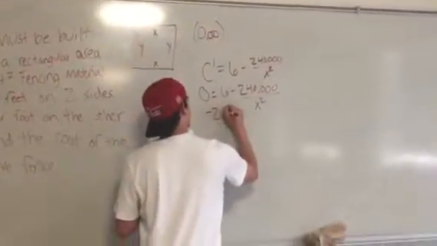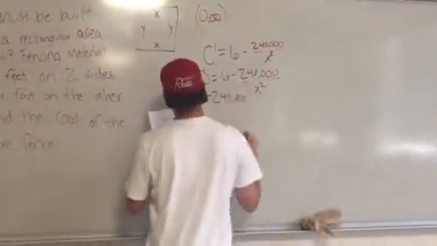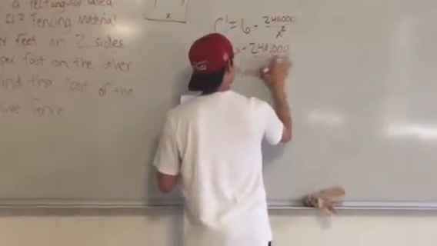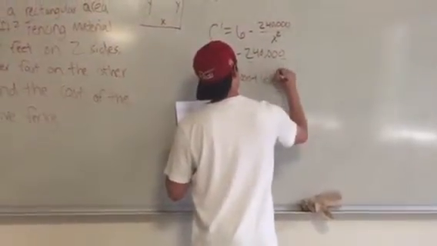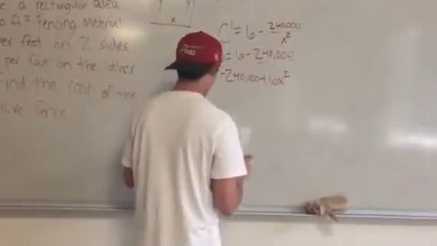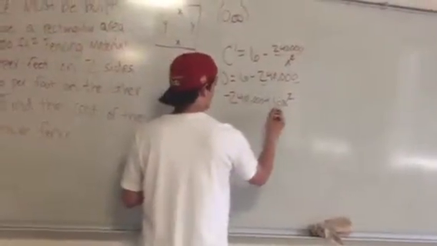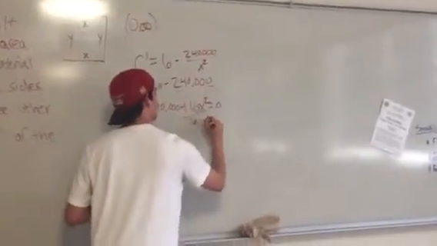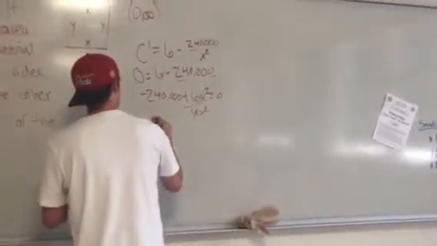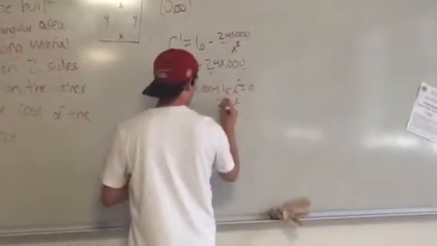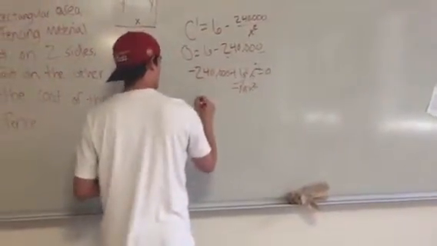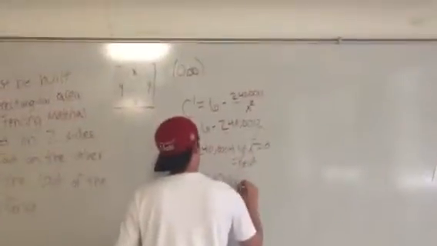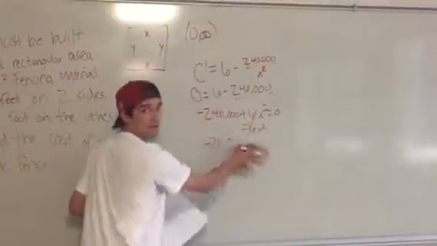First let's flip these signs, make it a little easier. We're going to start at negative 240,000 plus 6x squared equals 0. Now we're going to subtract this 6x squared, so that goes to the other side. So negative 240,000 equals negative 6x squared.